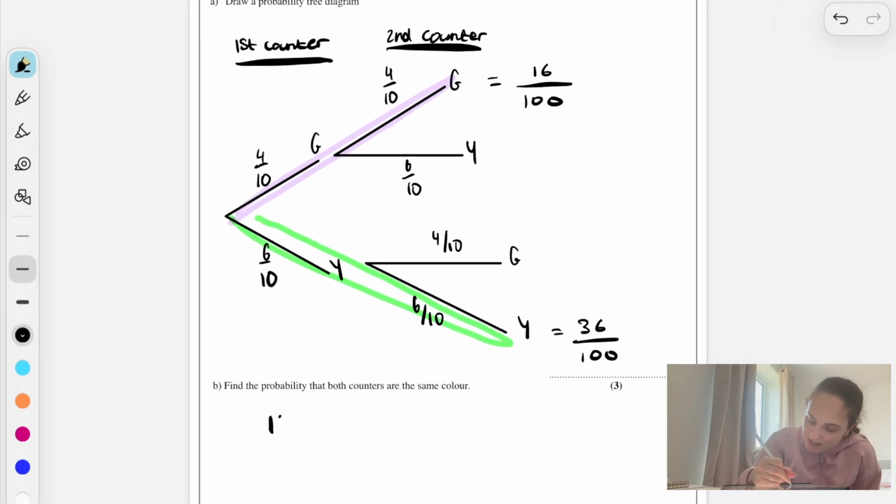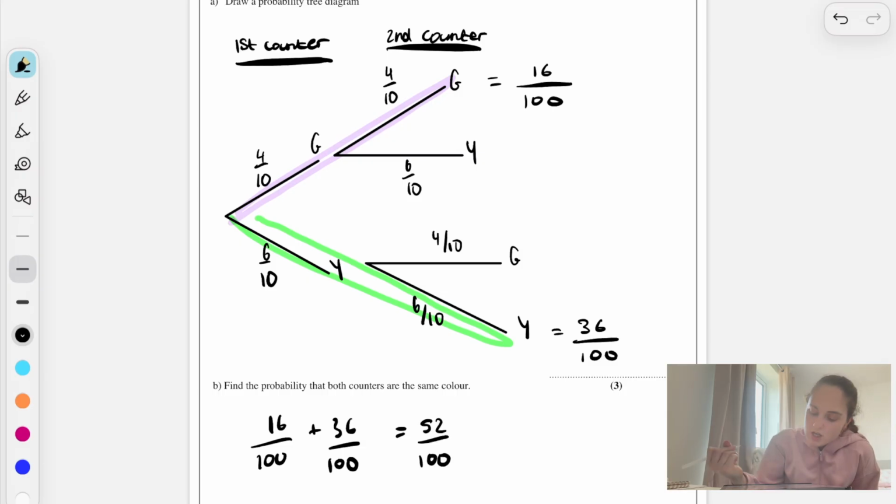So we're going to do 16 over 100 plus 36 over 100, and if we add them, we get 52 over 100. We could, if we wanted to, write this as a decimal. It doesn't really matter, but I'm going to write that as 0.52.